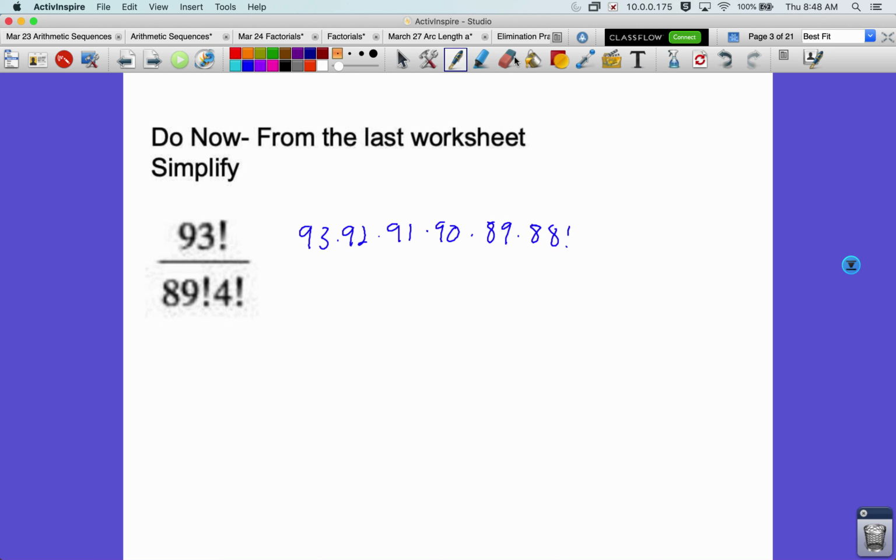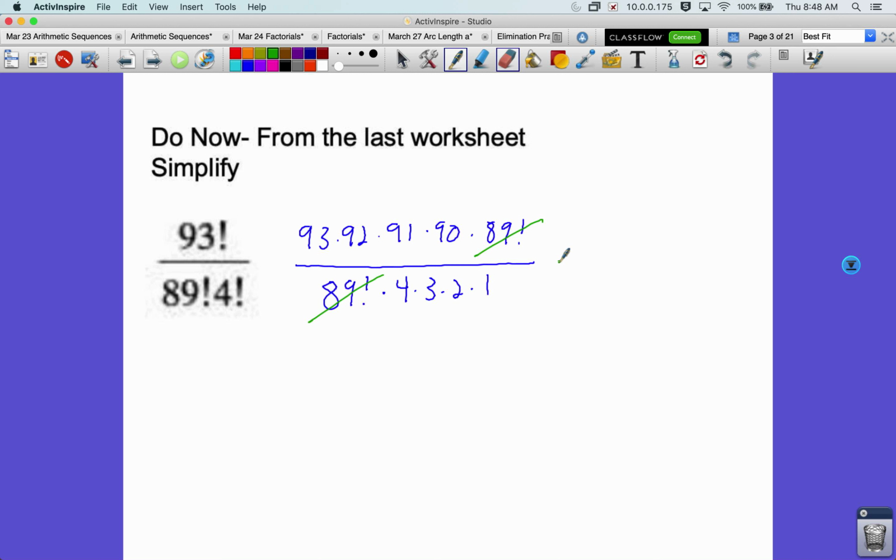And actually, I want to put it back here because everything from 89 down could be summarized as 89 factorial. All right, and then on the bottom, I won't expand this 89 factorial, I'll just leave it as 89 factorial. But I will expand the 4 factorial. And now the 89 factorial can cancel. And then this can be plugged into our calculator and we can see what we get.